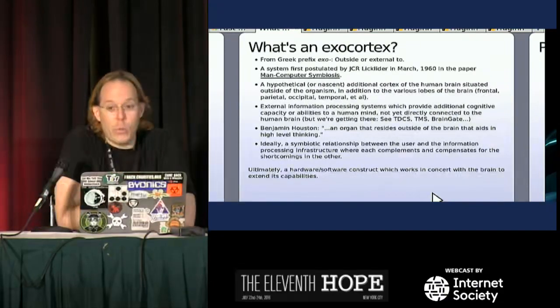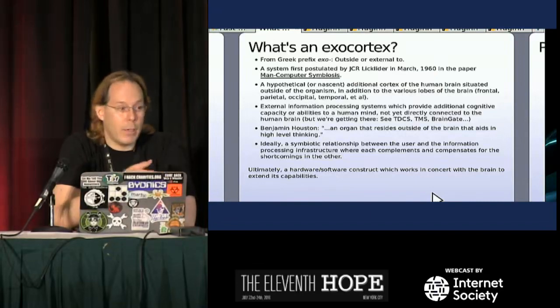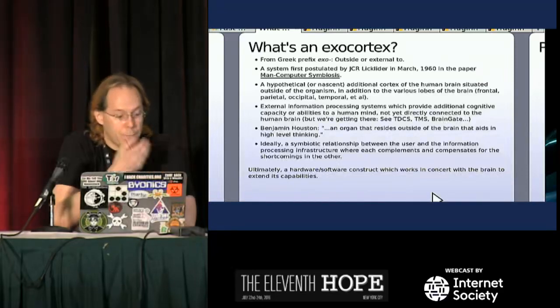What is an exocortex? Well, of course, there's a Greek prefix exo, meaning outside or external to. The concept of an exocortex was first postulated by J.C.R. Licklider in March of 1960 in a paper he wrote called Man-Computer Symbiosis. He said that an exocortex was either a hypothetical or a nascent additional cortex of the human brain situated outside of the organism, which would function in addition to the various lobes of the brain, like the frontal, the parietal, the occipital, the temporal lobe, etc., etc.